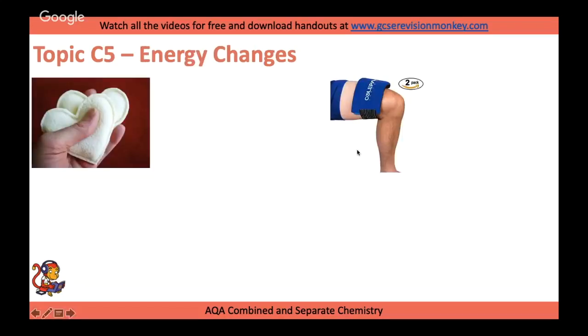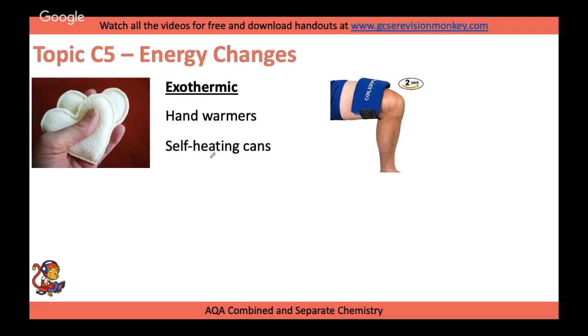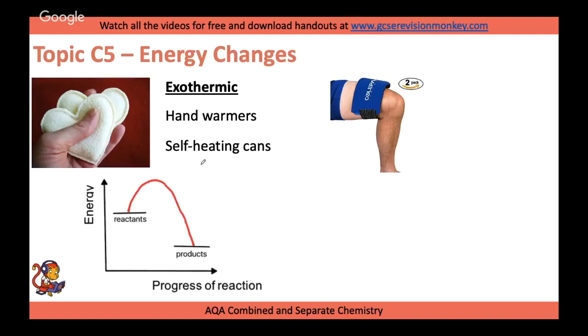The final little bit then, looking at energy changes. So this is where the exo-endothermic reactions come in. So hand warmers are everyday examples of exothermic reactions, or self-heating cans. You can have food in a can that will heat up by itself if you engage the chemical reaction. And this is the reaction profile. In an exothermic reaction, the reactants have more energy than the products. So you can literally write how you know, because the products are lower than the reactants on the energy profile.